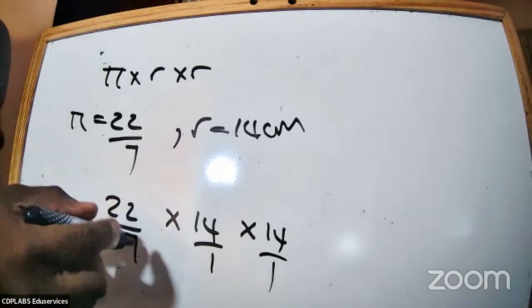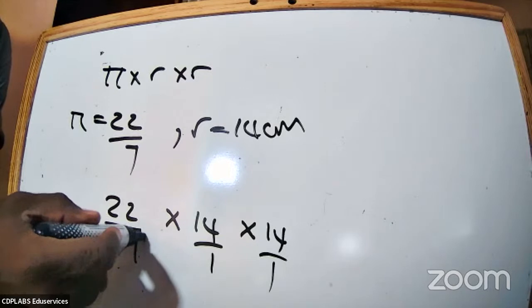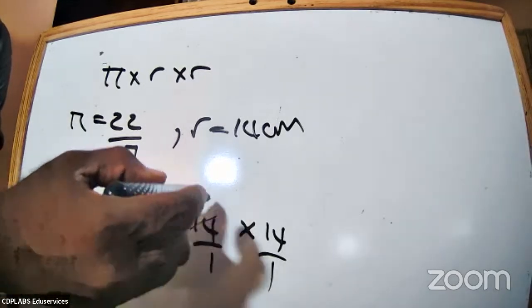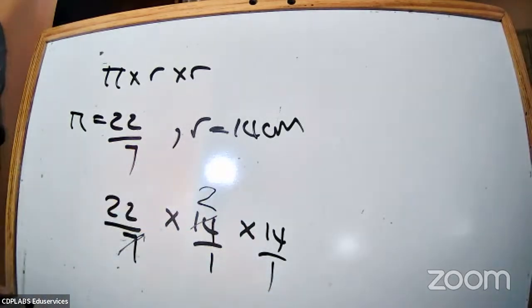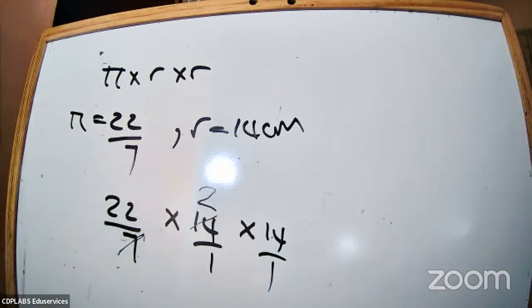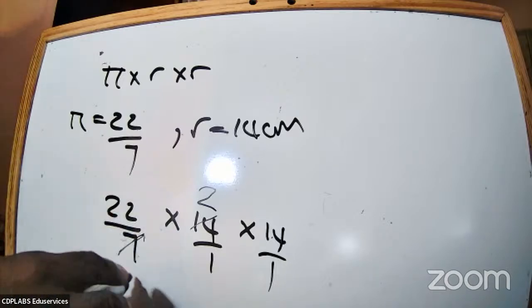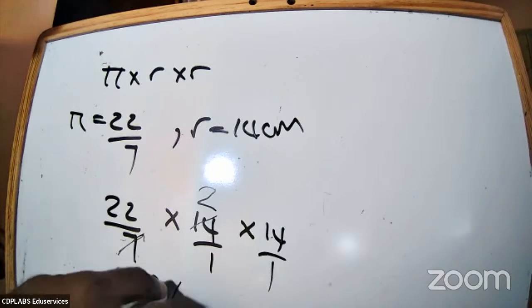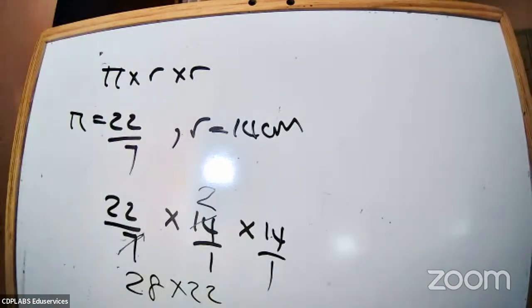So 7 into 14 is 2 times. So therefore 2 times 14 gets 28, times 22. Can someone work that out for me, please? 28 times 22 gives us the area of the circle. What is the answer for that, please?